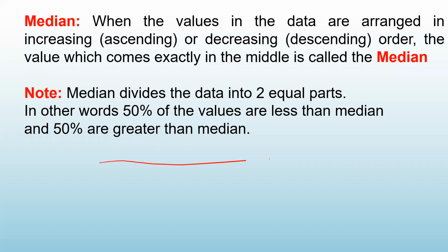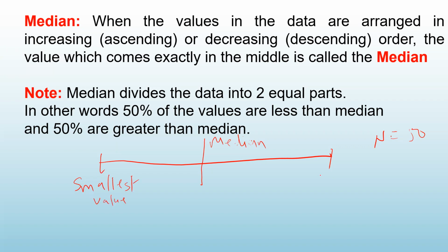So suppose this is your data, and suppose the data contains capital N. Suppose capital N is say 50, and median is the middle value. This is the median. You are arranging the data in order. So the smallest value, the smallest value, we will write first, and then the biggest value. And median will be the middle value.